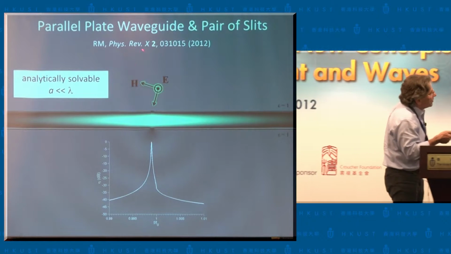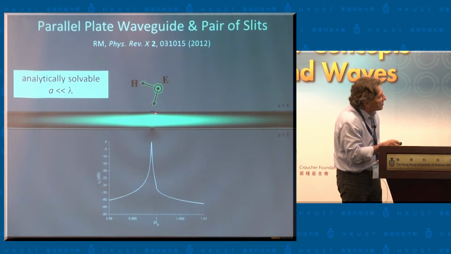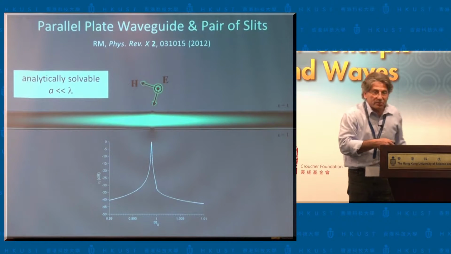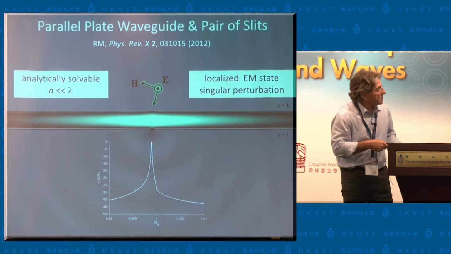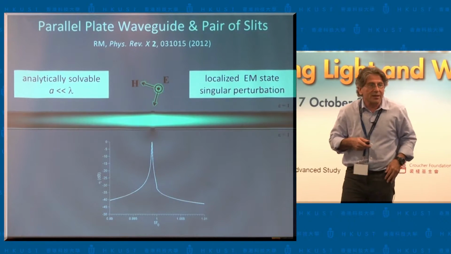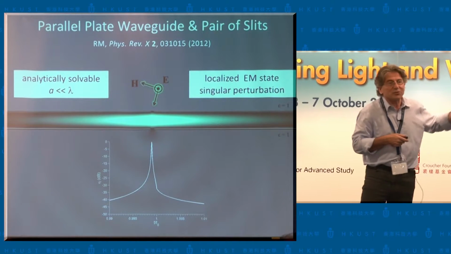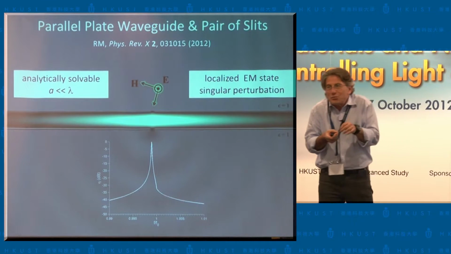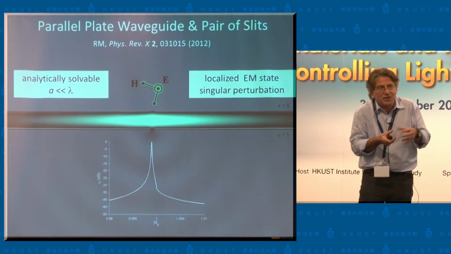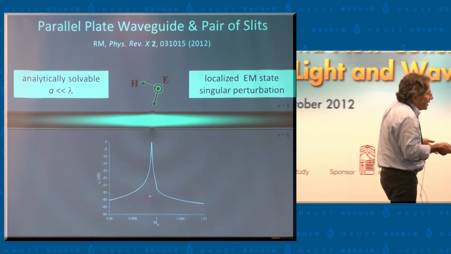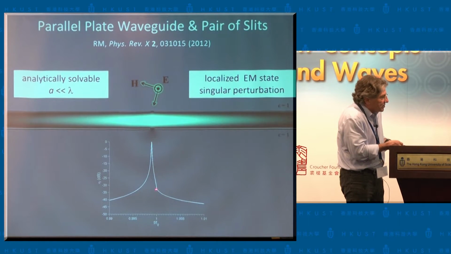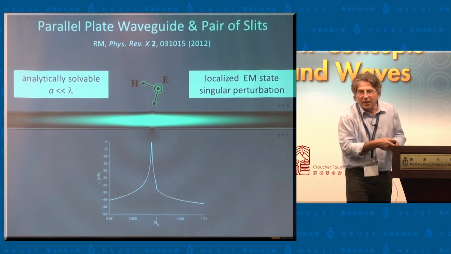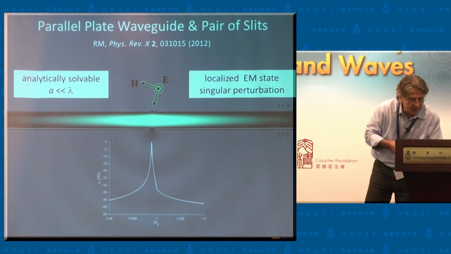When you match the frequency of this resonance, which is below the cutoff, the waveguide cutoff, you get 100% transmission. It's a localized electromagnetic state. It's a singular perturbation. If you don't have the slits, there is no localized state. And no matter how small the slit width is, you get the localized state. I will tell you more about it, but you see a kink here? There's a little kink here. This is where the cutoff is, right at the kink.